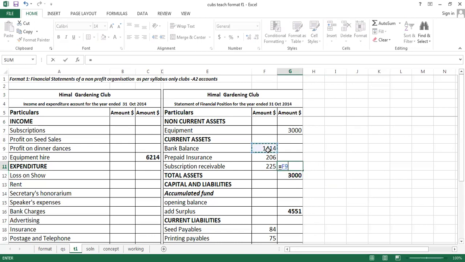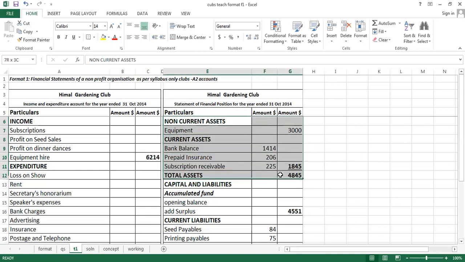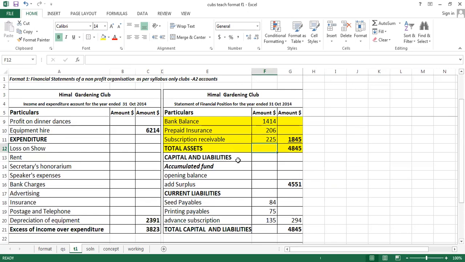We need to add these three: 1414 plus 206 plus 225. If you add these three, you get 1845 as total current assets. Then total assets is the sum of total non-current assets plus total current assets. So here we have completed the asset section of the statement of financial position. This section is complete, the asset section. Just for doing this, you get marks in the exam.